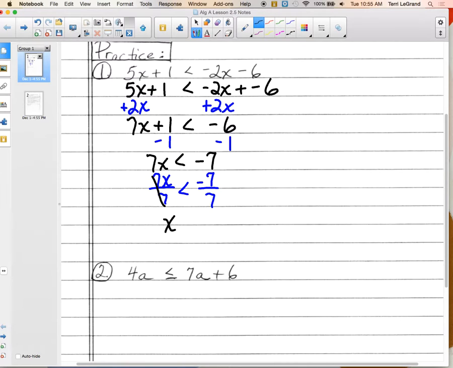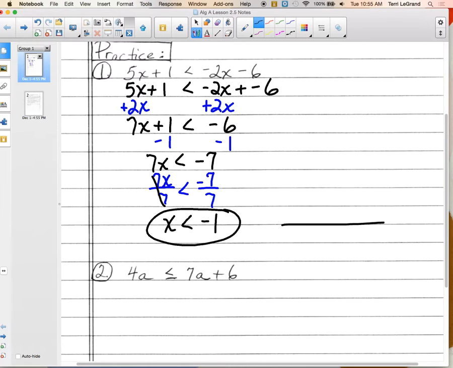Do we need to switch the symbol? No. Why not? Because you didn't multiply or divide by a negative number. Okay, we divided by a positive, so we don't need to switch it. Even though we're dividing into a negative, that doesn't matter. It's the fact that we divided by a positive that means you don't have to switch it around. And negative 7 divided by positive 7 is negative 1. Do you agree with me? Yes. Yeah? Okay, here's our algebraic solution.